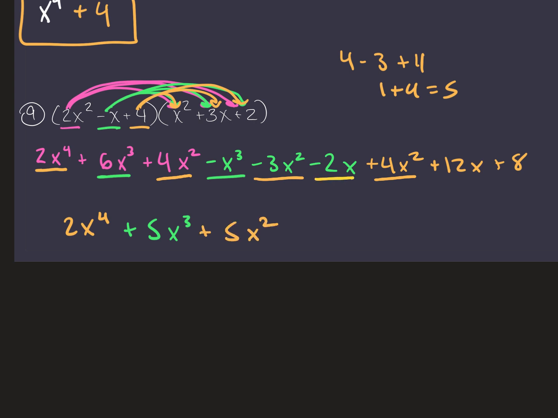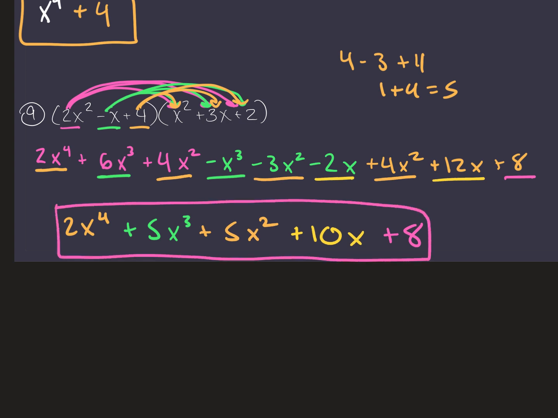Then just my x's. So I have negative 2x plus 12x. So 12 minus 2 would be 10, so plus 10x. And then only one constant, so just plus 8. And that would be my answer.